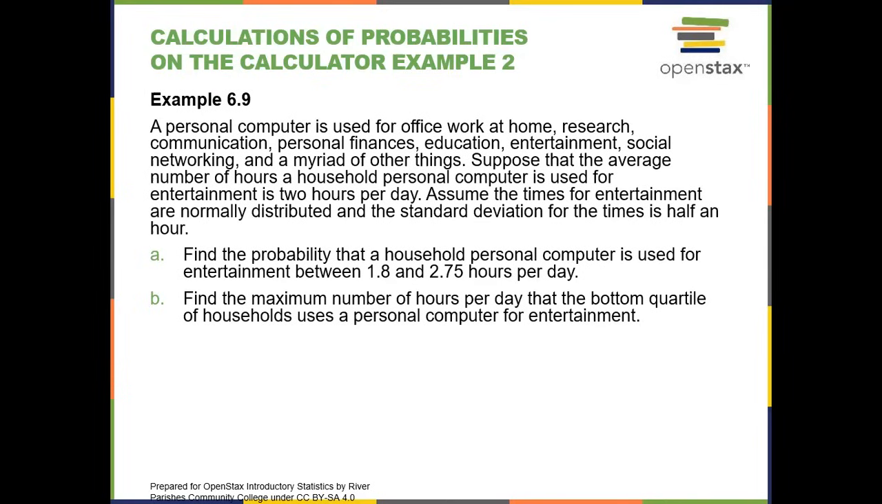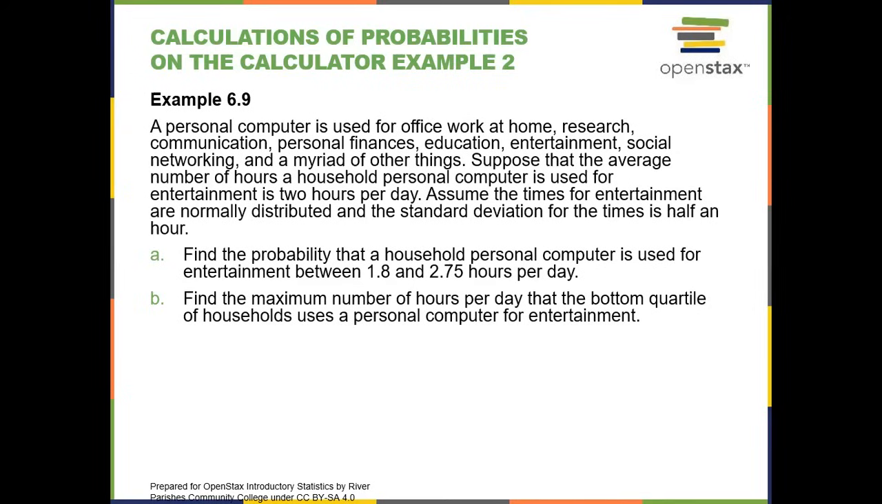Then it says find the maximum number of hours per day that the bottom quartile of household uses the personal computer for. Bottom quartile means on the left of the center. Bottom quartile means area to the left of the unknown x is 0.25. Quartile is 25%. So we cannot use normal CDF because the area is given to us. We need to find the value of the unknown x. The area to the left of it is 0.25.